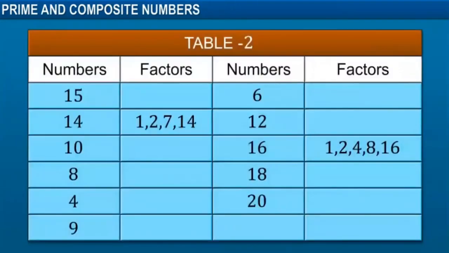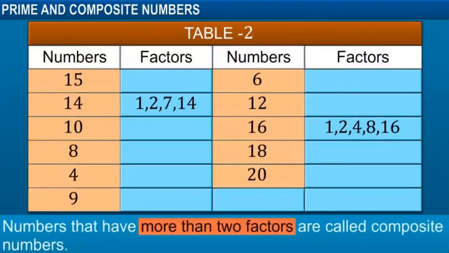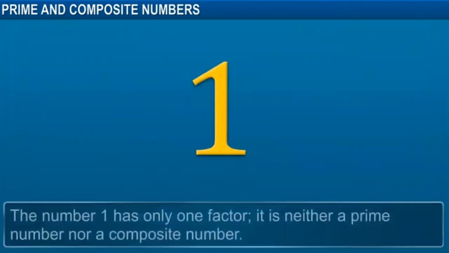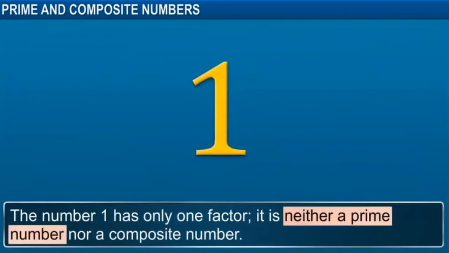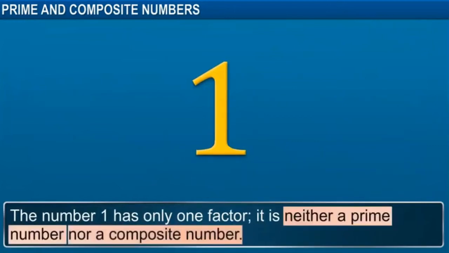Numbers like 4, 6, 8, 10, 12, 15, and so on have more than two factors. These numbers are called composite numbers. The number 1 has only one factor. Thus, 1 is neither a prime number nor a composite number.